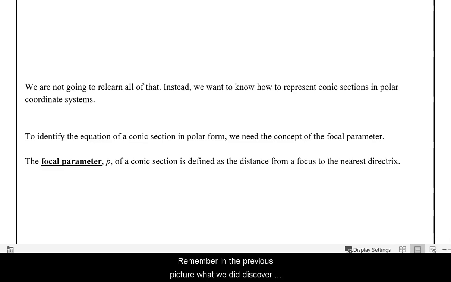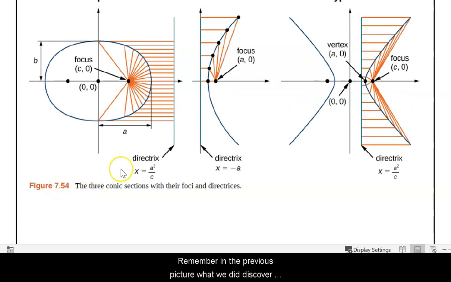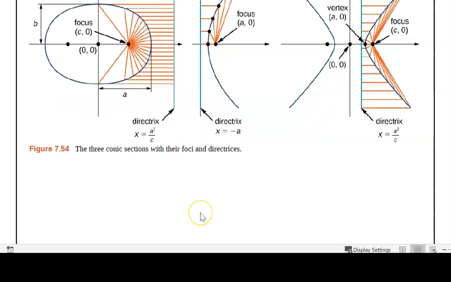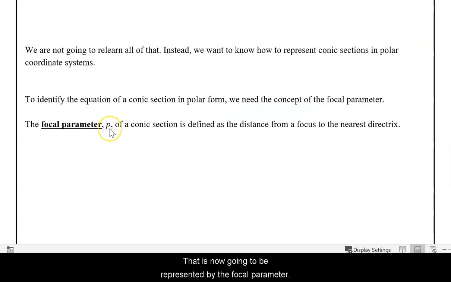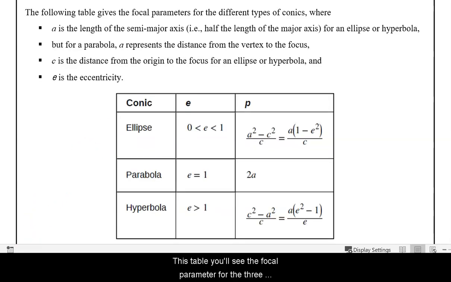Remember, in the previous picture, what we did discover is that a squared divided by c is from the center to the directrix lines, but we didn't have a distance from the focal point to the directrix line. That is now going to be represented by the focal parameter p. In this table, you'll see the focal parameter for the three primary different conic sections that we look at: the ellipse, the parabola, and the hyperbola. We could, of course, also list the circle.